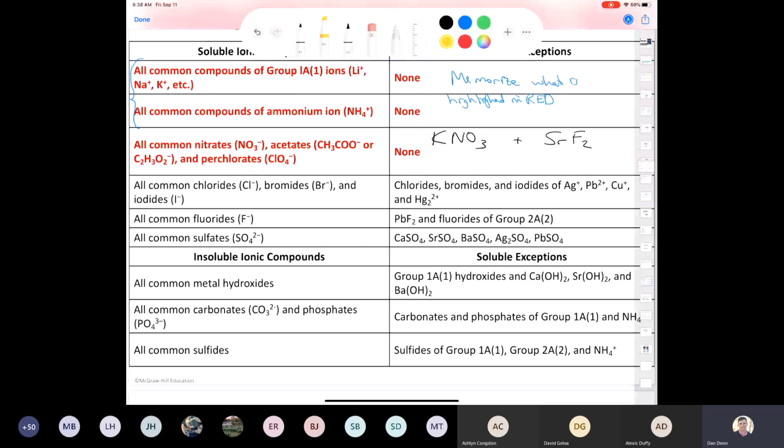It says here all common fluorides are... Don't tell me it all got deleted. Guarantee you it all got deleted.